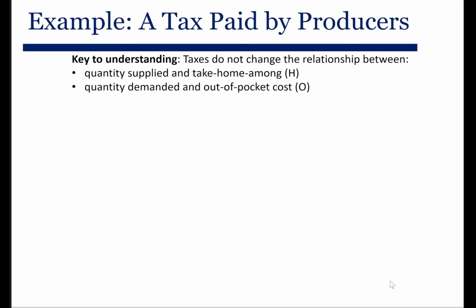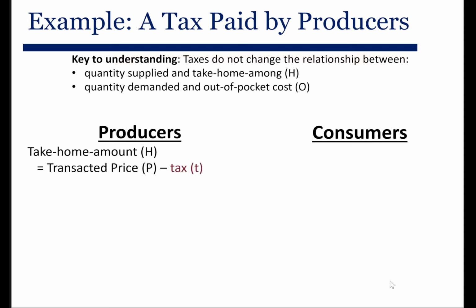All right, now that we know the key to understanding, let's look at an example of a tax paid by the producers. Their take-home amount is going to be the transacted price, the amount they're getting from consumers, minus the tax. For consumers, their out-of-pocket amount is just the transacted price. Now that we understand those relationships, let's look at the supply and demand curves.